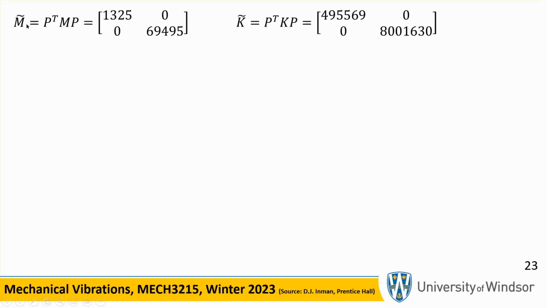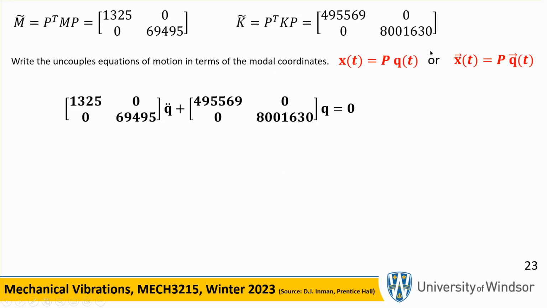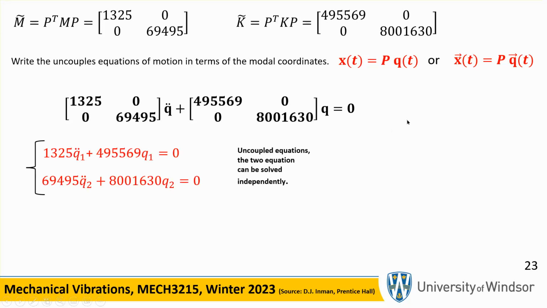These are the modal mass matrix and modal stiffness matrix. Now, if you want to write the decoupled equation, just go ahead and work it out. I mean, this number goes here, this number goes there, Q double dot, plus this number and that number, this matrix, Q equal to 0. So these are the two equations that have been uncoupled, and patiently you can go ahead and solve it.